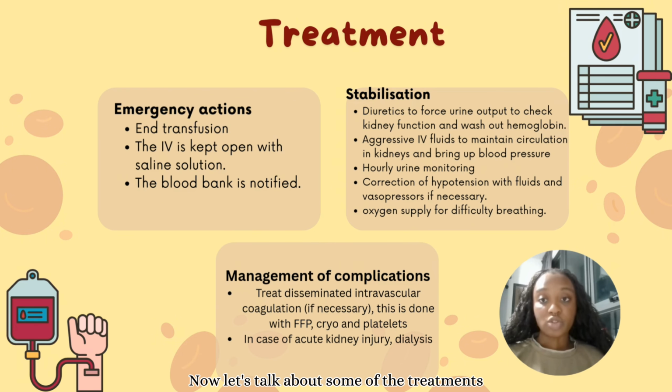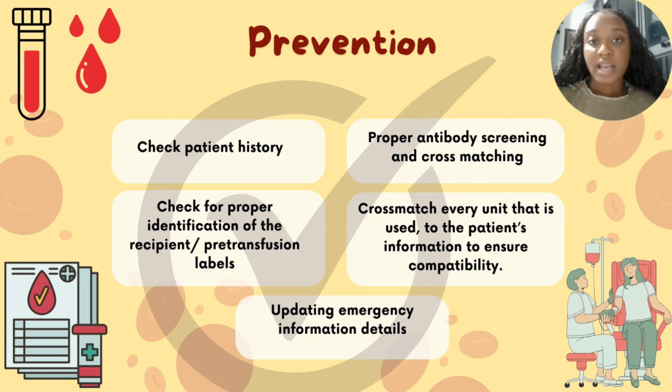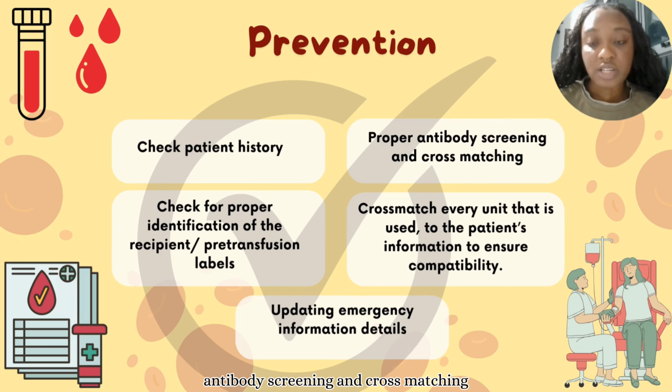Now let's talk about some of the treatments. These involve stopping the transfusion immediately, maintaining the IV line with normal saline, and stabilizing the patient with diuretics, aggressive IV fluids, urine monitoring, and oxygen supply if needed. And now for the preventions. Prevention relies on proper antibody screening and cross-matching, and reviewing patient history, especially post-transplant changes.